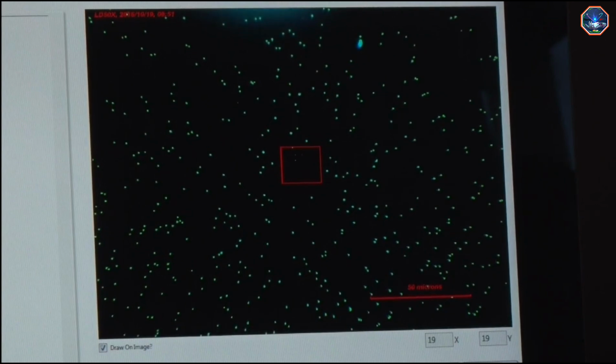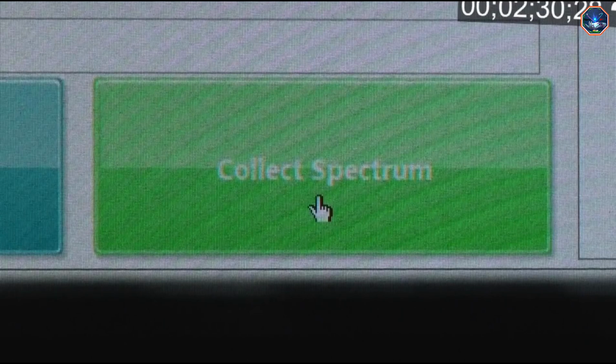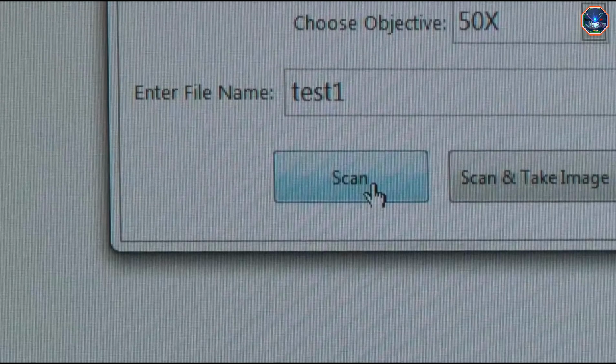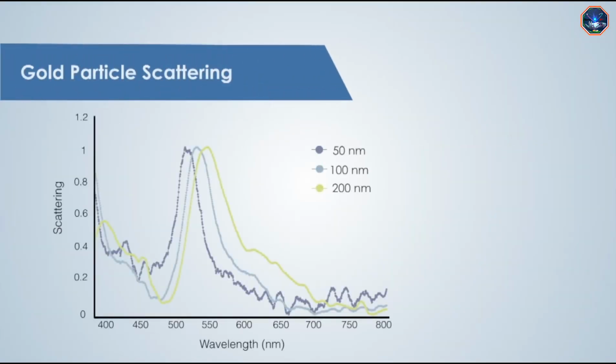Because there are only about 10 nanoparticles within this square, and the amount of light that they each scatter is pretty low, it takes a minute or two to collect enough light for one spectrum. But after I collect spectra for each sample, I can see that the scattering peak shifts to higher wavelengths as the size of the nanoparticle increases.